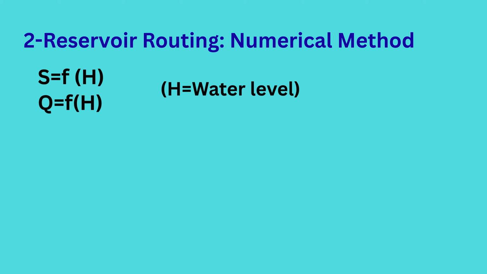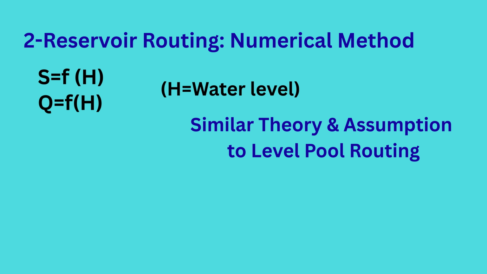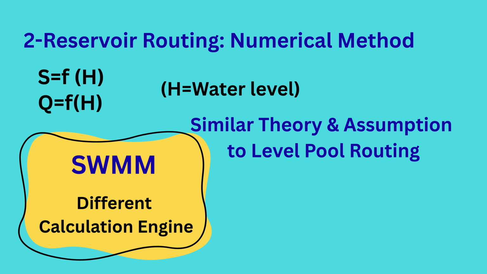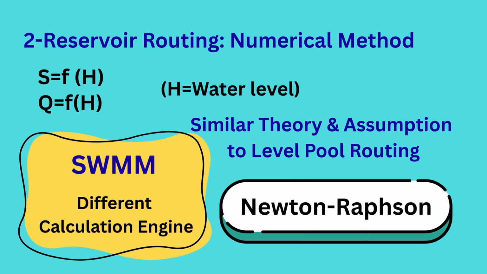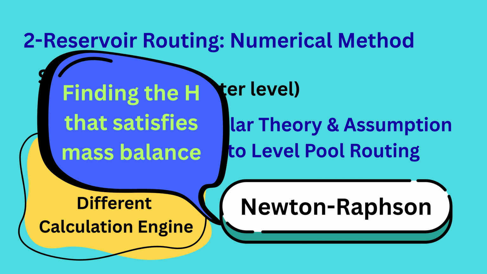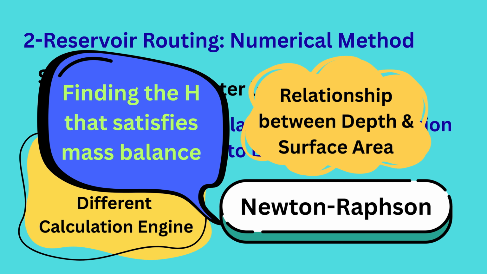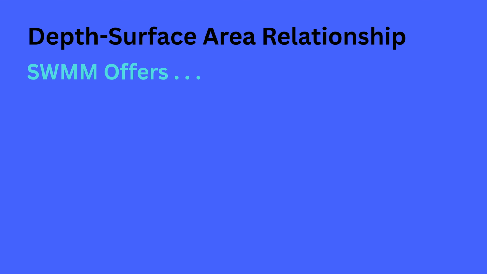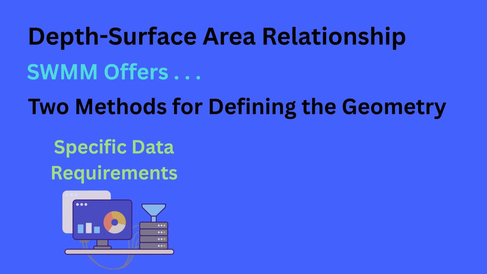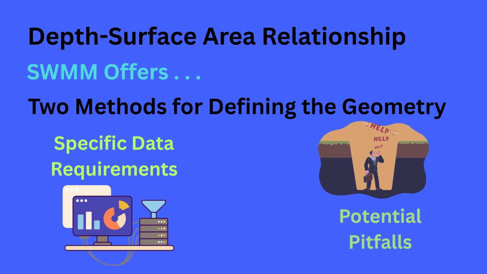Despite having similar theory and assumptions to level pool routing, SWMM employs a different calculation engine. Here the model solves this nonlinear equation iteratively using Newton-Raphson's method at each time step to find the head that satisfies mass balance. To solve the routing equation, the model requires a relationship between depth and surface area. Here the model provides two primary methods for defining this geometry, each with specific data requirements and potential pitfalls.